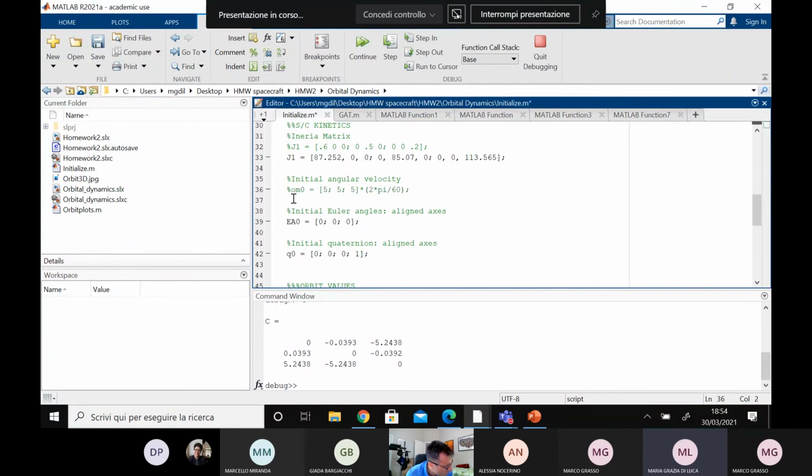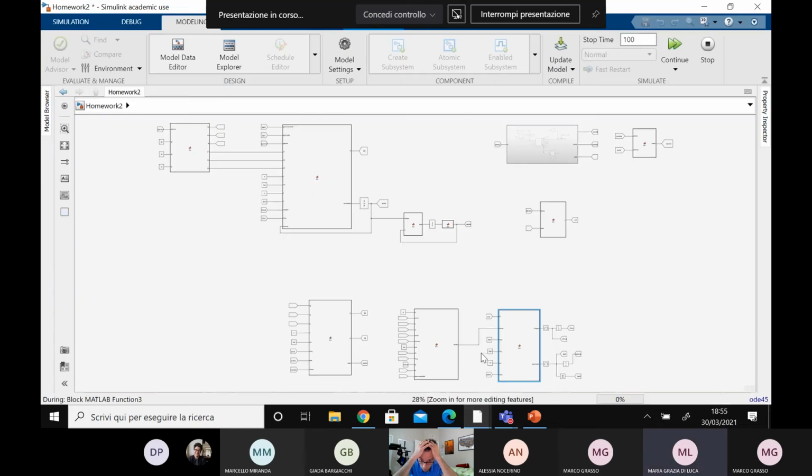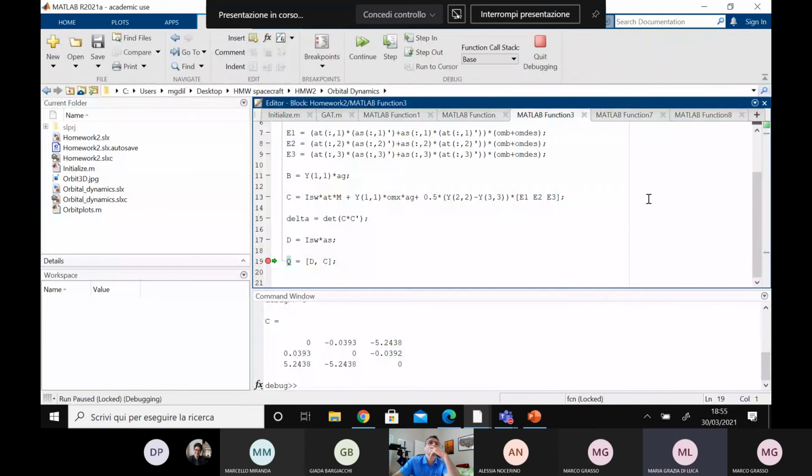And I'm wondering what that's doing. It's half a radian per second, right? Yes. So your initial angular velocity is like 30 degrees a second on each axis. Why is it making a crash? Assuming that that's the problem. Let's see. I don't know.